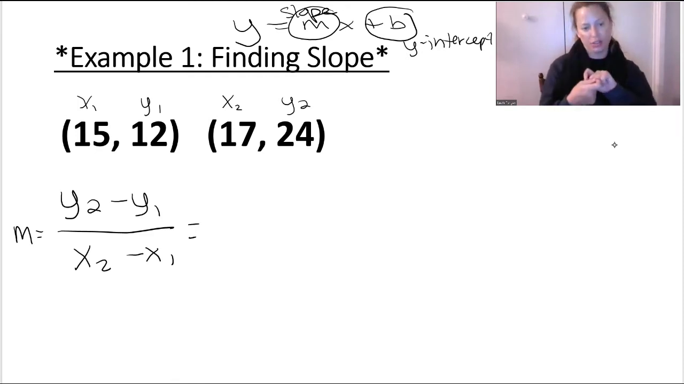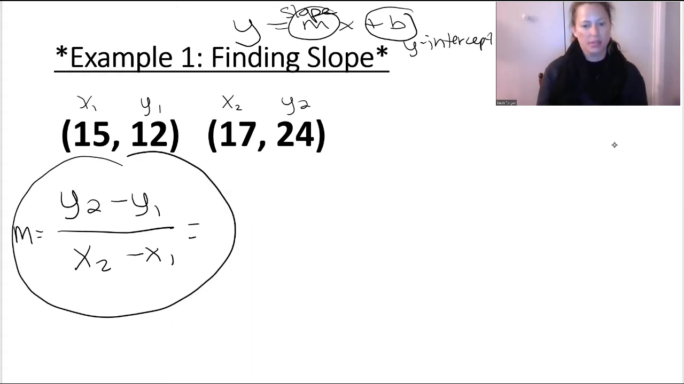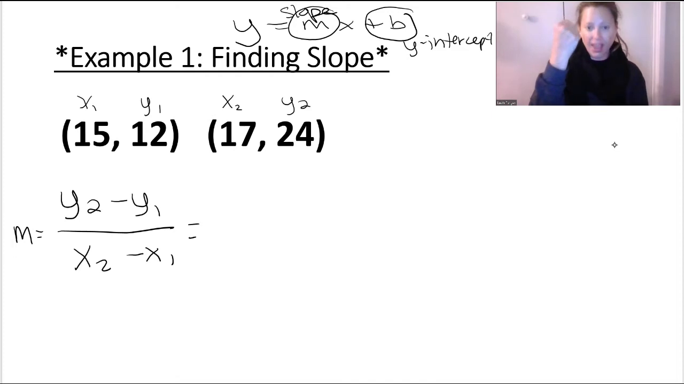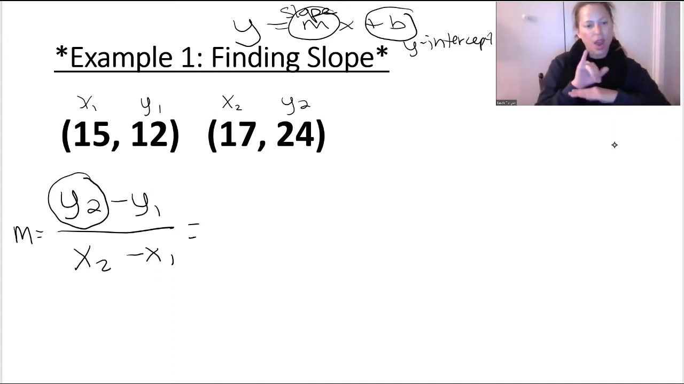I have this formula, which is something you should memorize. Every time we do a problem, you should write that formula down. Believe me, it will help you remember that formula. The change of y over the change of x. Rise over run. So let's go ahead and start with the first one. It's y2. What did we label as y2?